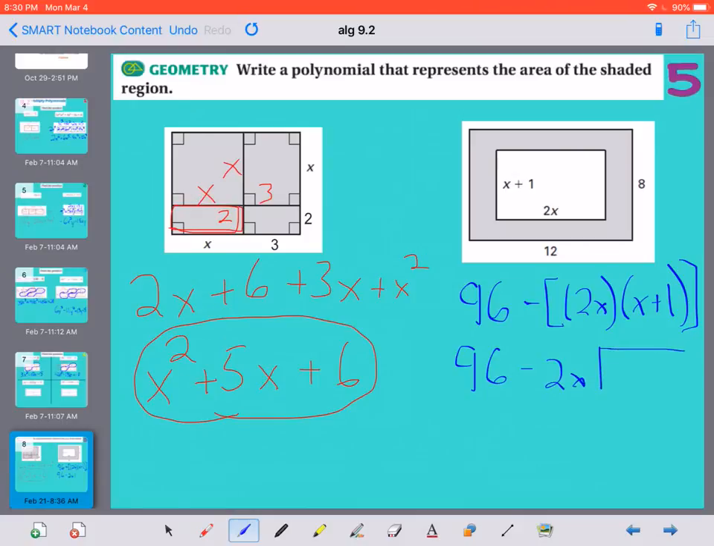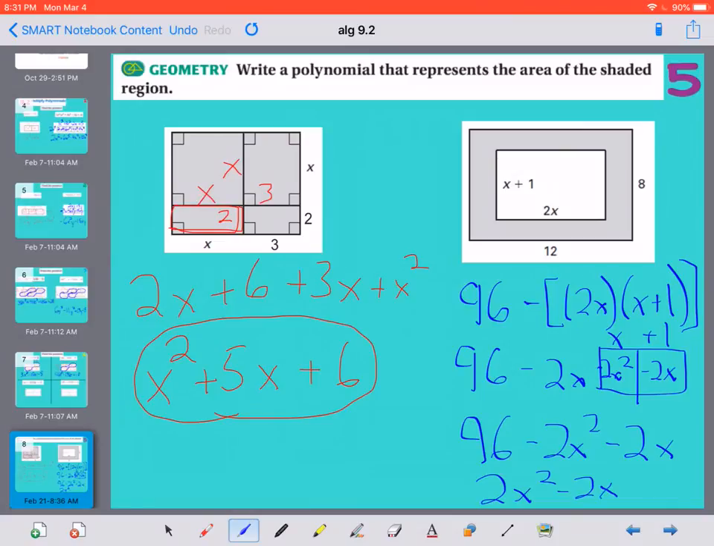I'm going to draw a box. Put x plus 1 on top. 2x times x, that's going to give me 2x squared. 2x times 1 is 2x. So we'll have 96 minus 2x squared minus 2x. Or if we want to rewrite that, negative 2x squared minus 2x plus 96.